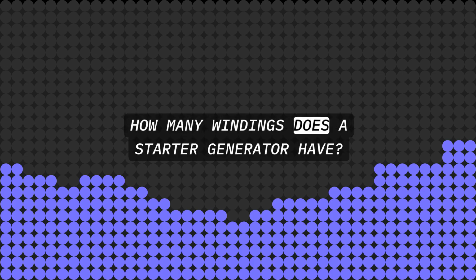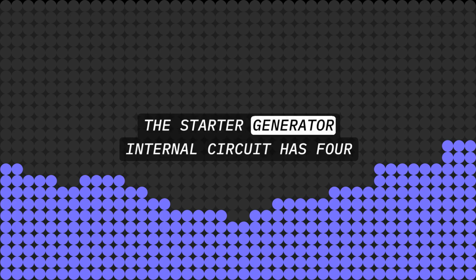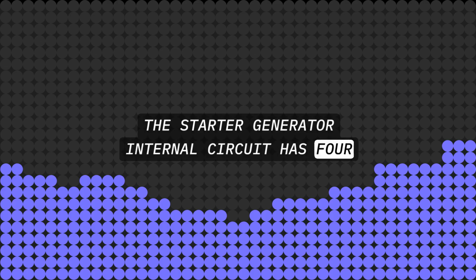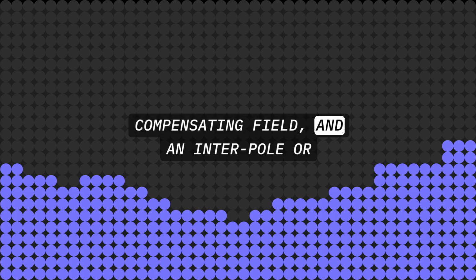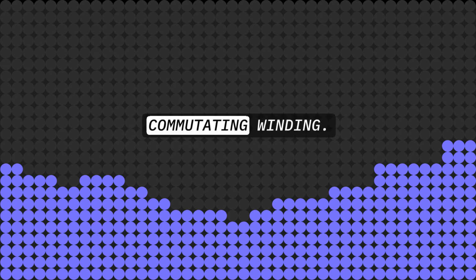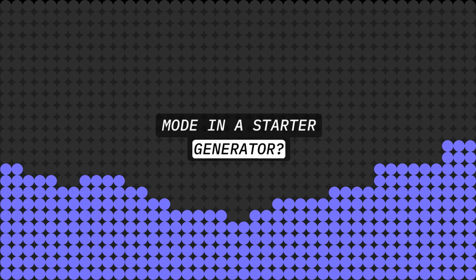How many windings does a starter generator have? The starter generator internal circuit has four field windings: a C field, a shunt field, a compensating field, and an interpole or commutating winding.